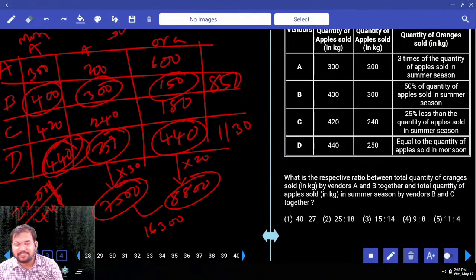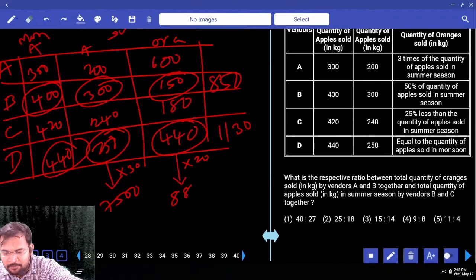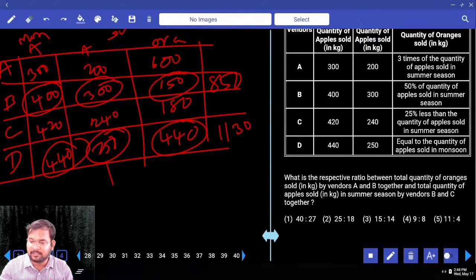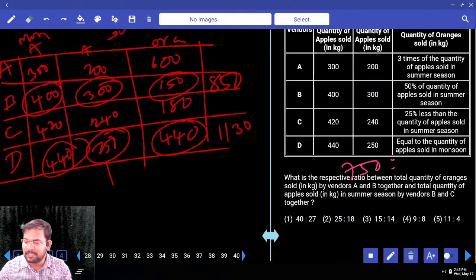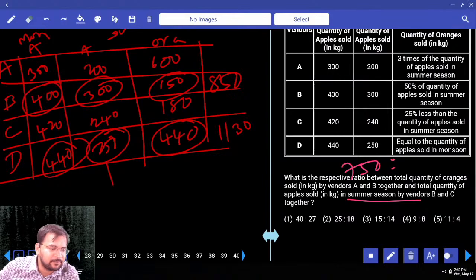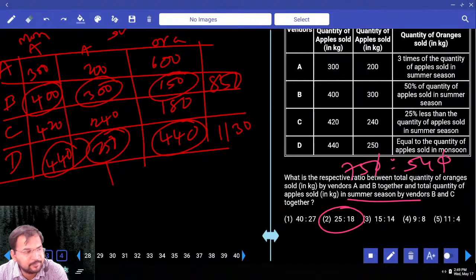Next, what was the respective ratio between the quantity of oranges sold in vendors A and B together and the total quantity of apples sold in summer season by vendors B and C together? First of all, oranges A and B together, how much is that? 750, yes or not? 750 is to summer season B and C apples. B and C is what? 540. It gets cancelled, 325 times 3, 18 times. 25 is to 18.